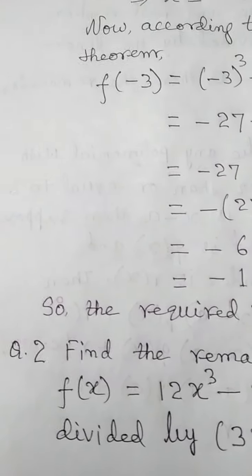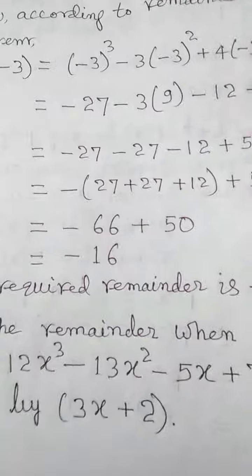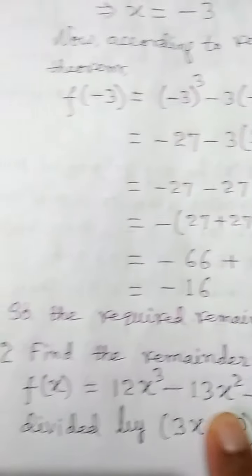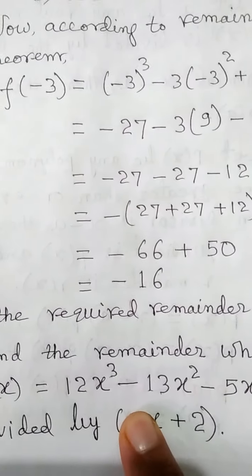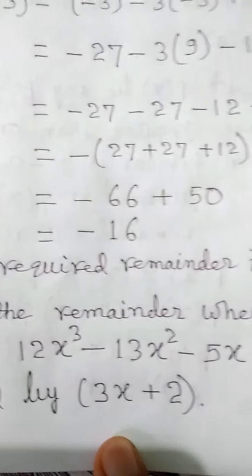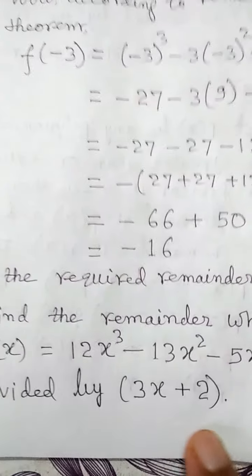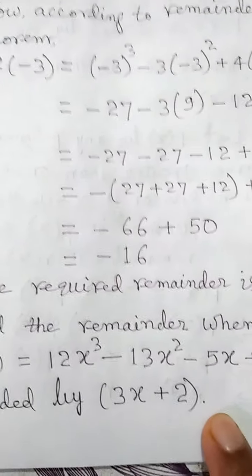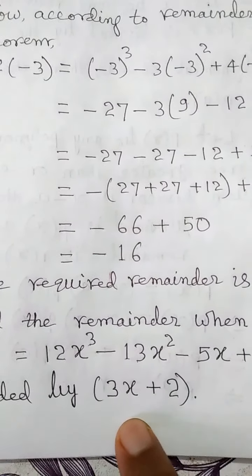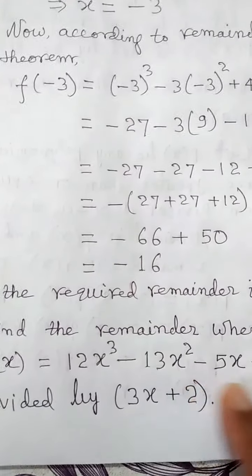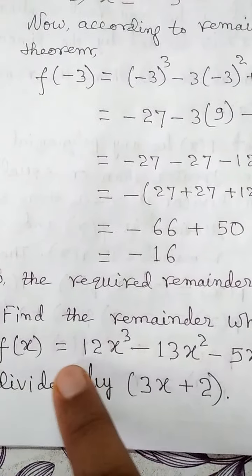Now try to solve one question which is like this. Find the remainder when f(x) is equal to 12x cube minus 13x square minus 5x plus 7 is divided by 3x plus 2. Firstly, find the zero of 3x plus 2, and that value of its zero will be put here in place of x. In this way we get the remainder.